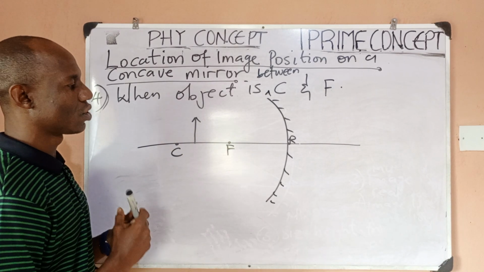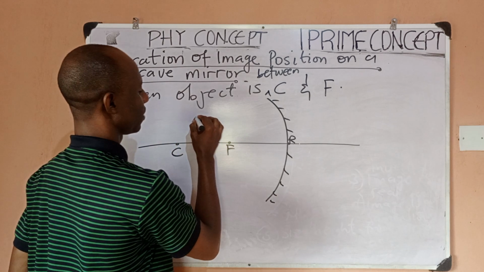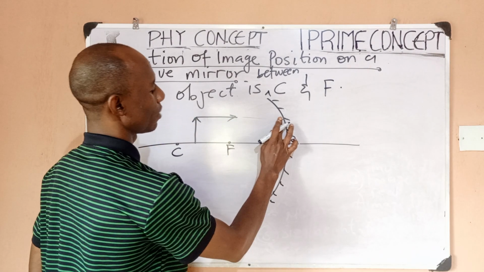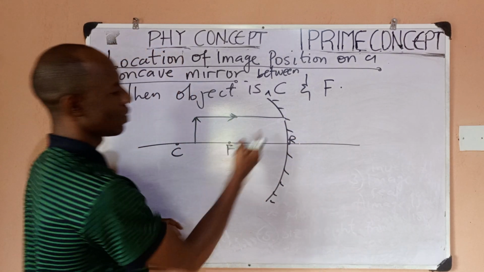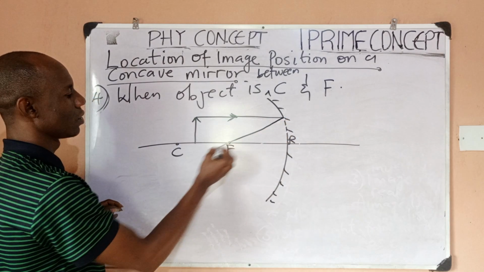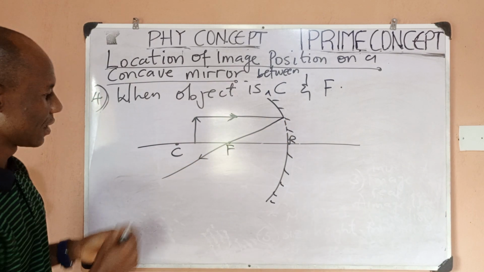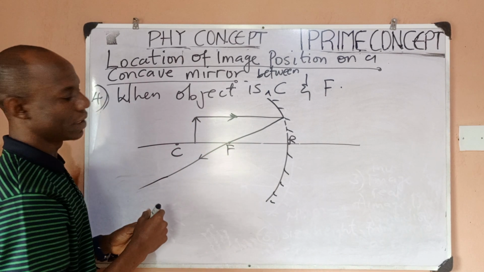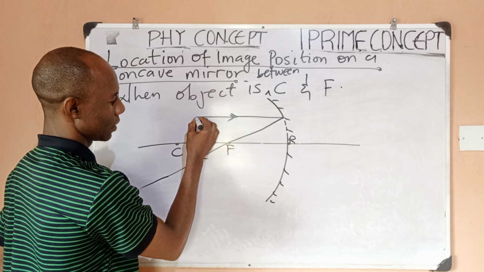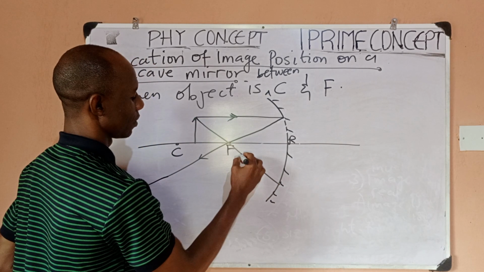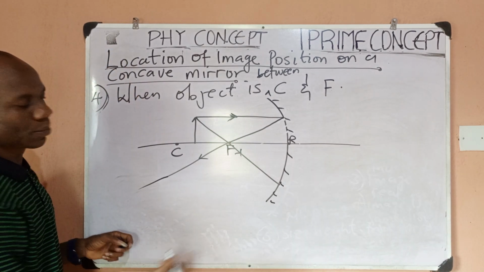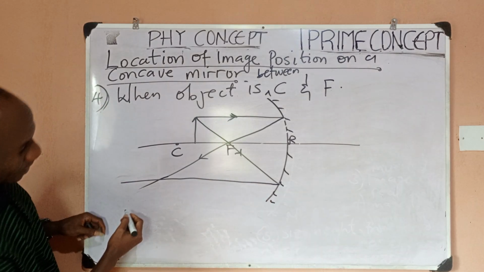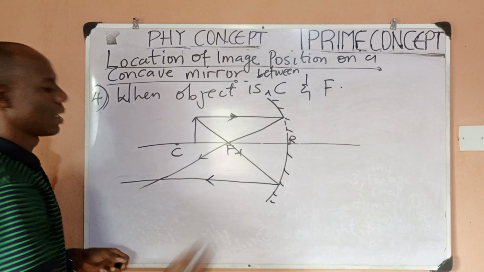Now what I'm going to do, I'll use my normal rule I've been using, which is always very convenient. So when you have a ray parallel to your principal axis, when it hits your mirror, it will reflect and pass through your focal point. So we have this. Now the next rule I want to use is a ray passing through my focal point. So if you have a ray entering through your focal point, it would come out parallel to your principal axis. So you would have something like this. So this is a reflected ray.